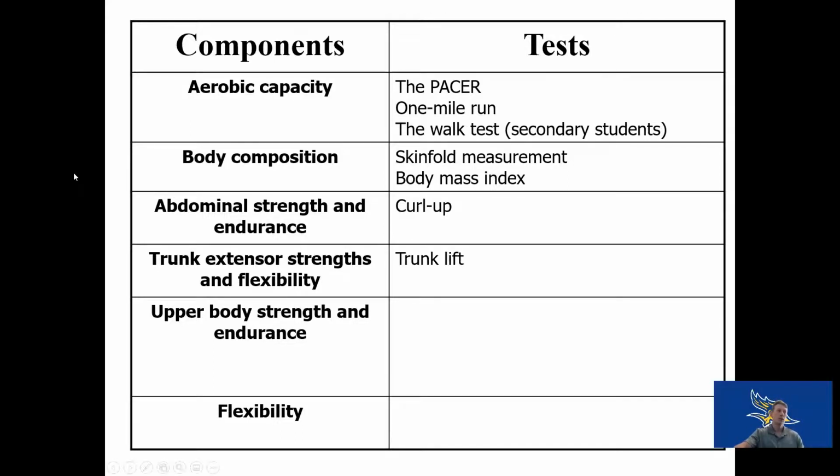For abdominal strength and trunk extensor strength, we use the curl-up, which is similar to the sit-up test that you did in lab, and the trunk lift, which is looking at strength and flexibility in the trunk. We also use the Sorensen test, which was more of a trunk extensor endurance test rather than a range of motion specific test.